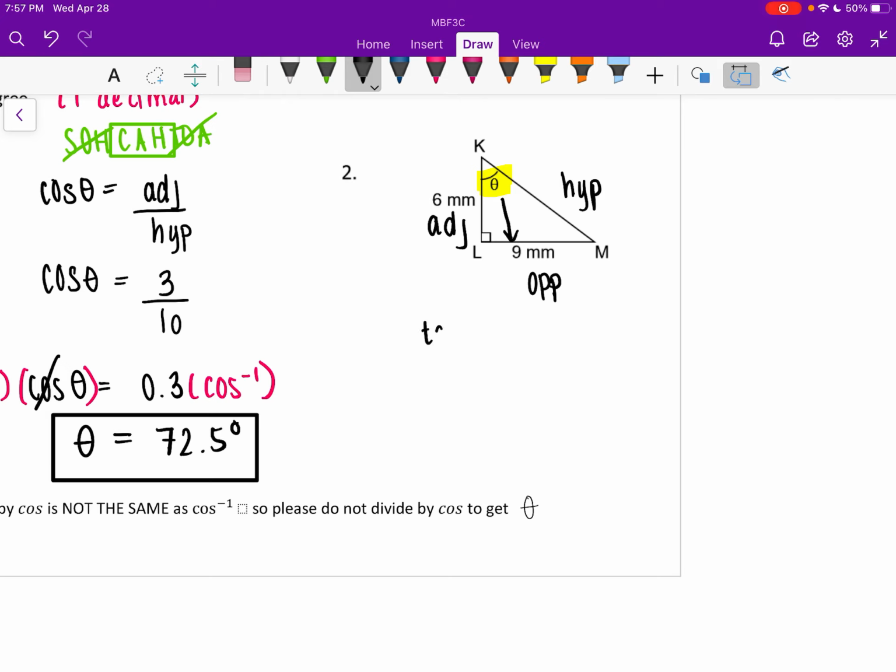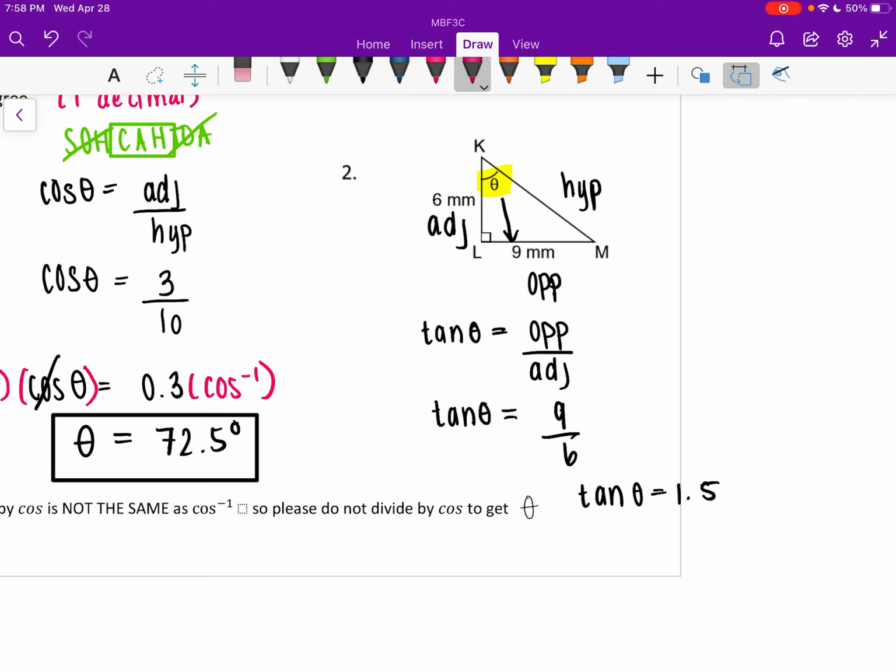So I know tangent theta is going to be equal to the opposite over the adjacent, right? And if while you're doing your homework, you need to write these down somewhere, like go for it. That'll really help you. Tangent theta is equal to 9, right? Divided by 6. And then I like to put that in. 9 divided by 6 is 1.5. So then tan theta is equal to 1.5.